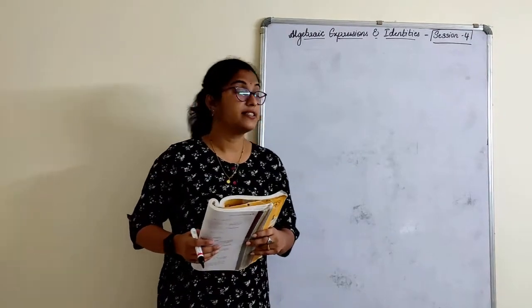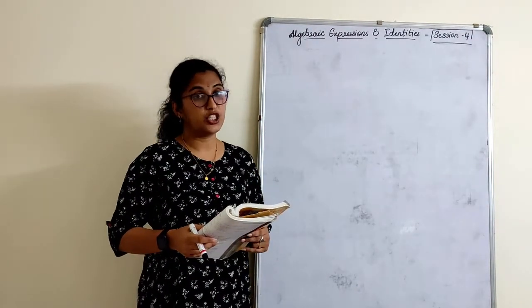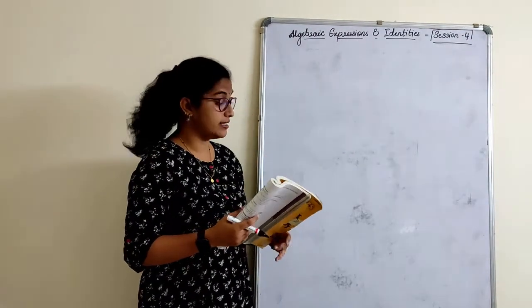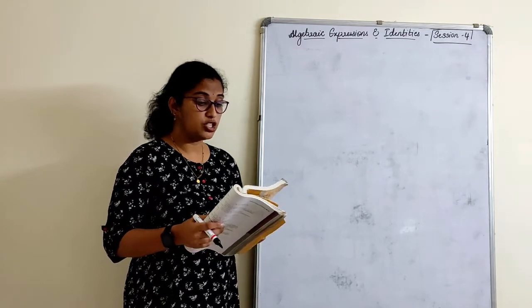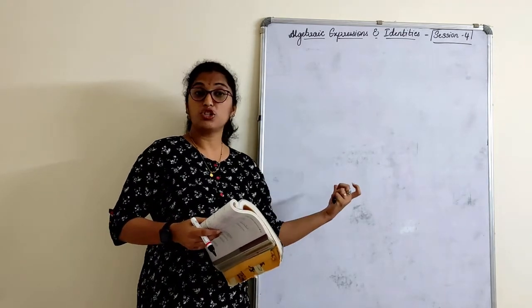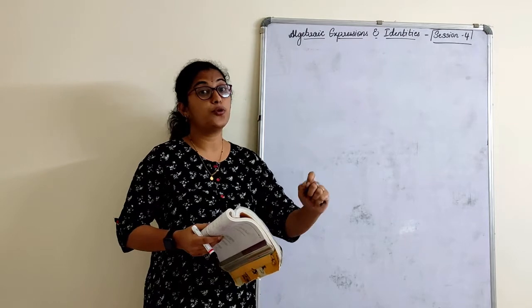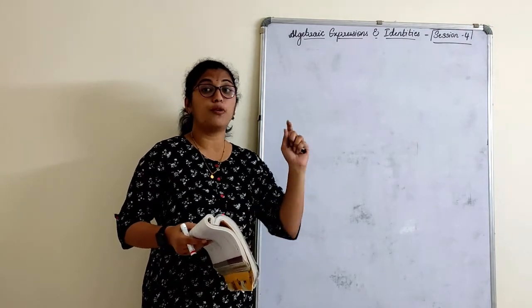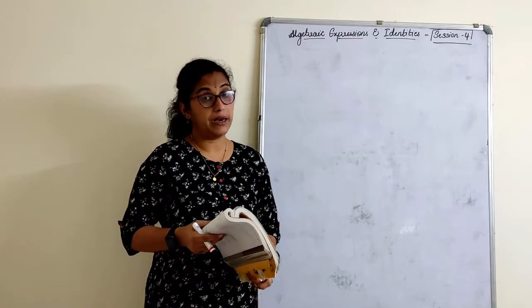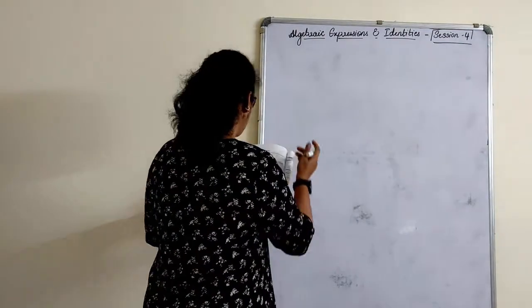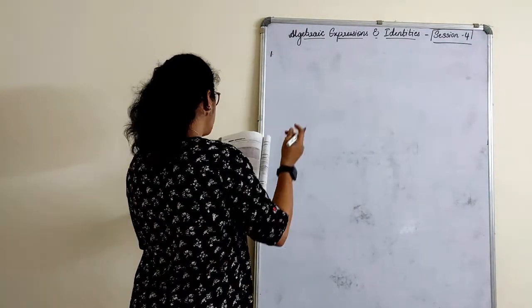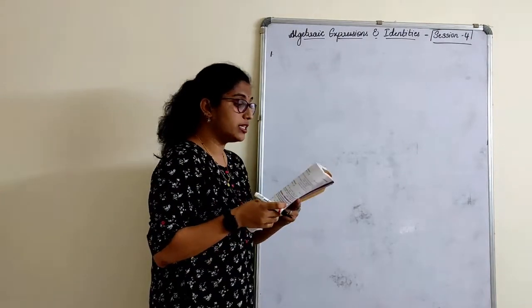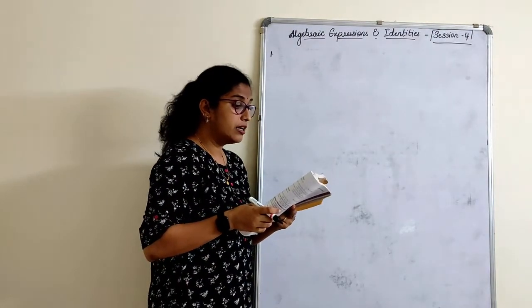Good morning. We will start session 4 on the chapter Algebraic Expressions and Identities. In the previous session we studied multiplication of a monomial and a monomial. Today's session will be multiplication of a monomial with a binomial. So let's start with the first one. Carry out the multiplication of the expressions in each of the following pairs.